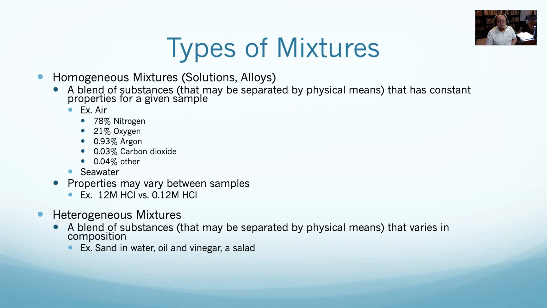Different alloys of metal are homogeneous mixtures. Seawater is a homogeneous mixture. It's something where you can't tell where one piece begins and another one ends, and they're just shoved together.